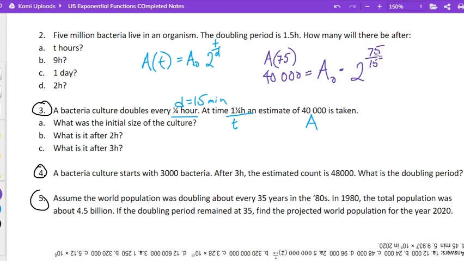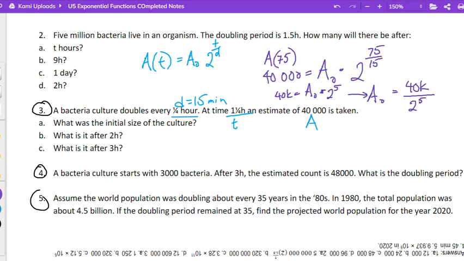So then I look at this fraction, 75 over 15. Do you know how I can simplify it? How many times does 15 go into 75? 5. All right, so I've got 40k equals A naught times 2 to the power of 5. I want to isolate A naught. So A naught equals 40k divided by 2 to the power of 5, right? Does that help? I don't know what we get, but that's it.